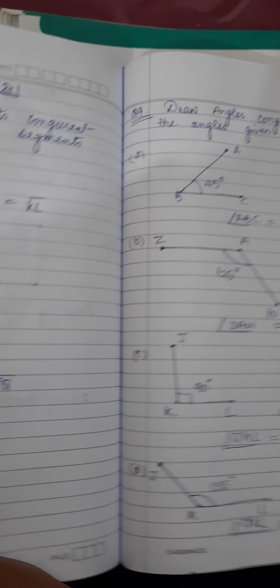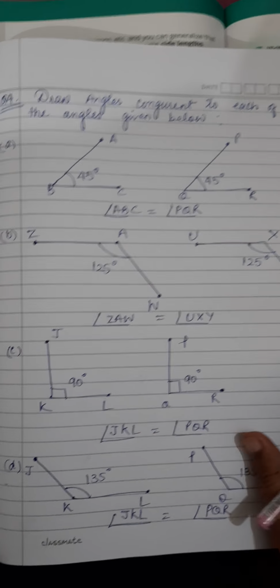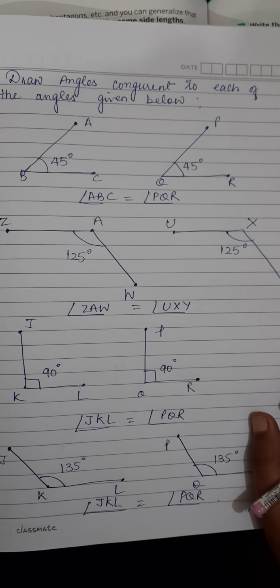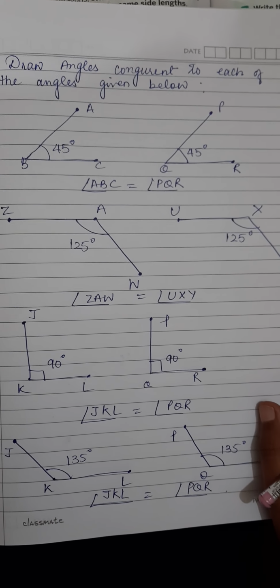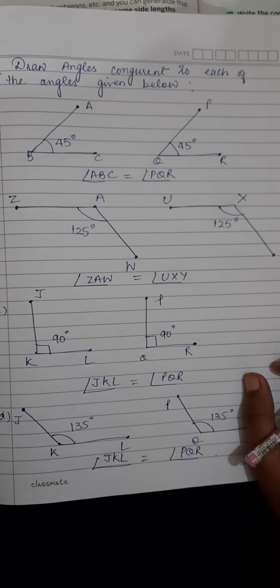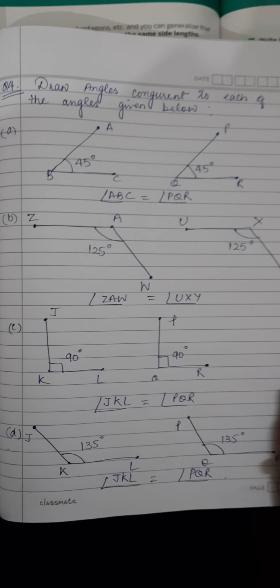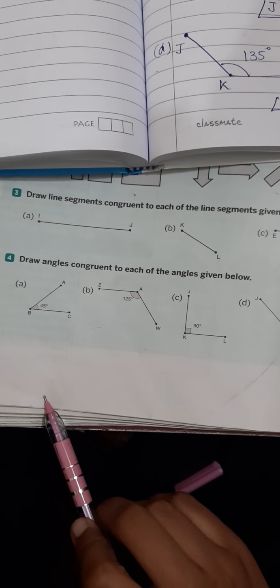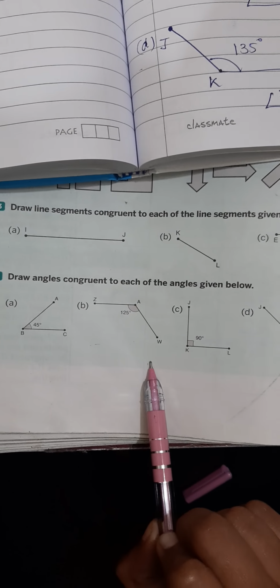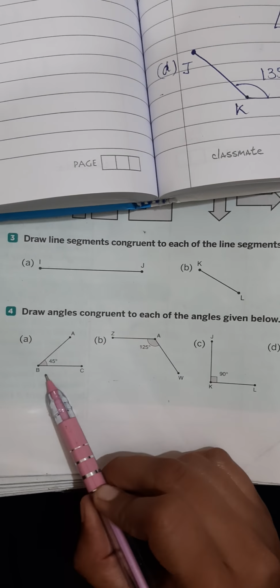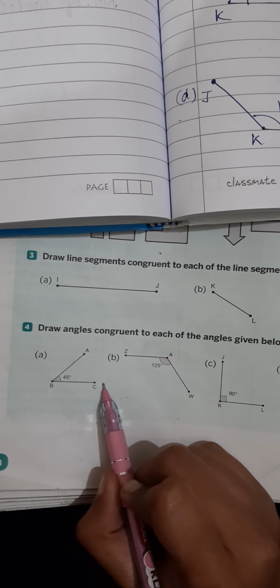Right? Now let's move to question number 4, which is about the congruent angles. We have done all this in the first video of this exercise 12.1. I have explained all of these. So now in this, what we have to do is we just have to draw, like you can see in this question number 4, angles congruent to each of the angles given below. So this is the angle which is given, 45 degrees. You have to draw the congruent angle of this 45 degrees.